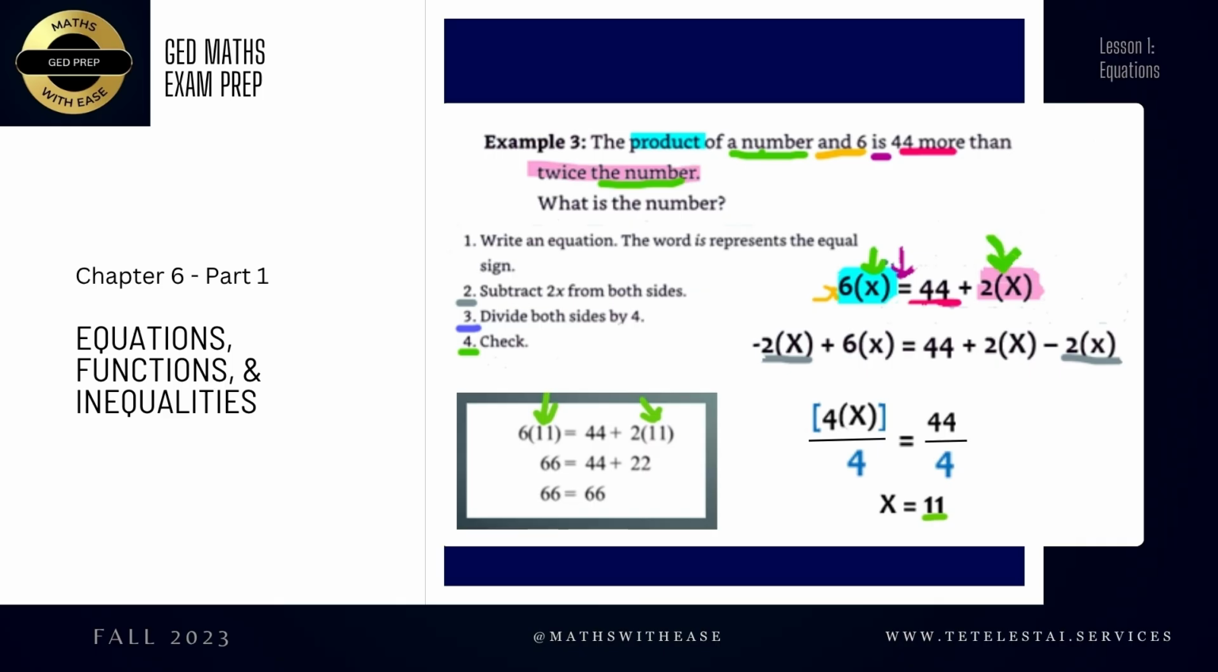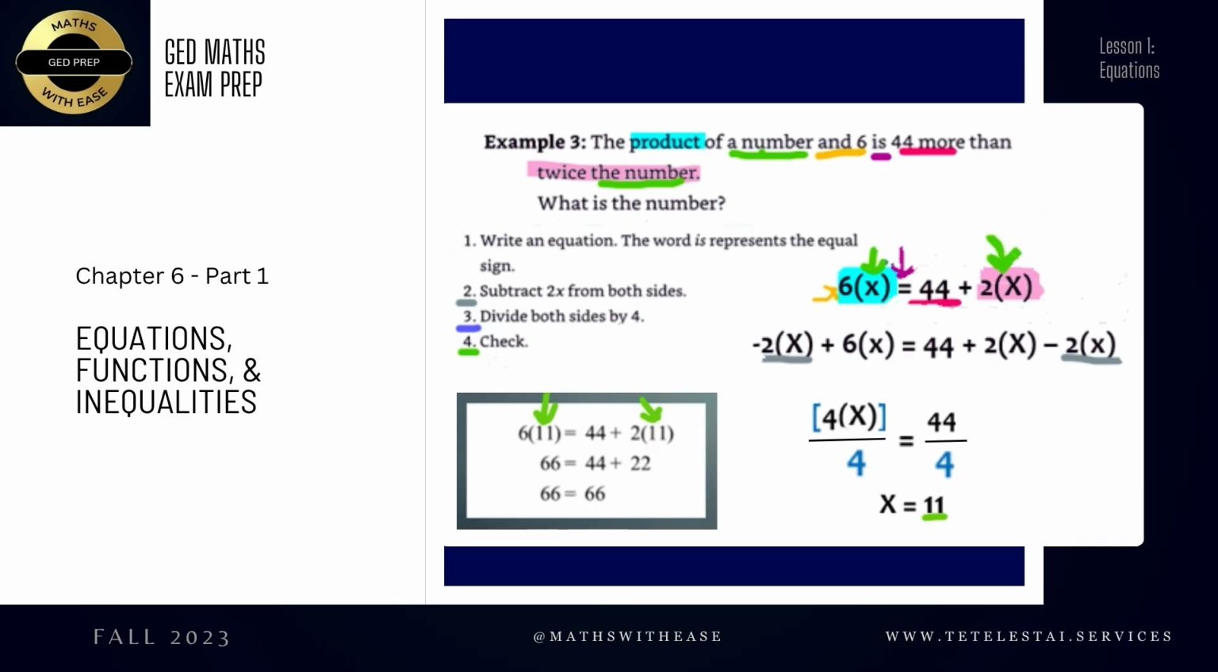You subtract 2x from both sides of your equation. So subtracting 2x from the right-hand side leaves us with 0x. Subtracting 2x from the left-hand side leaves us with 4x. And so we have 4x equals 44. I skipped a step here, but mentally you should be aware that you will be left with 4x equals 44 once you've subtracted 2x from both sides of the equation.